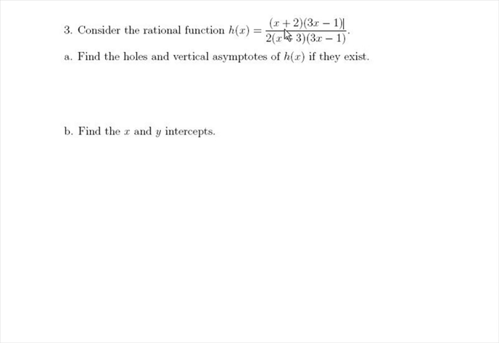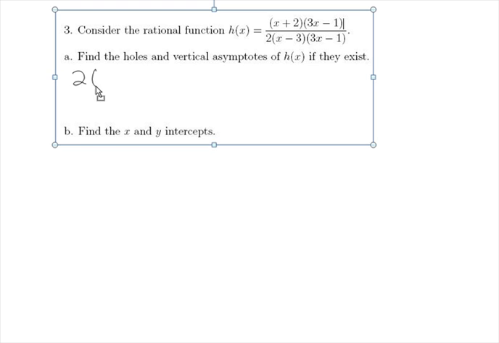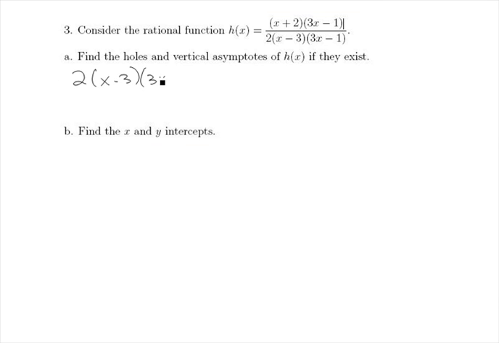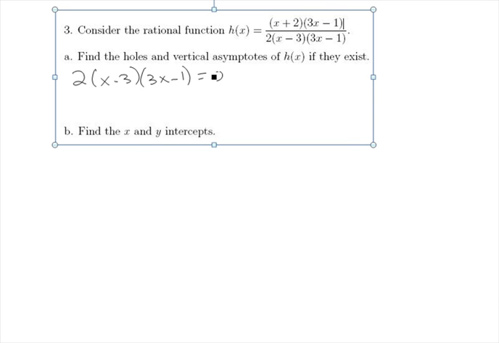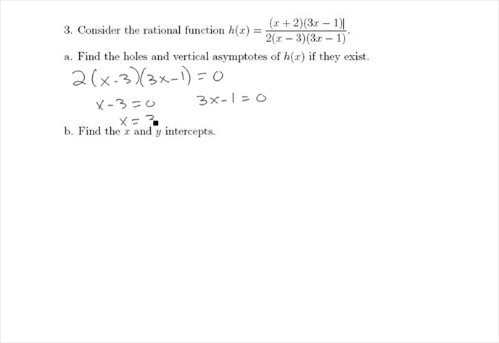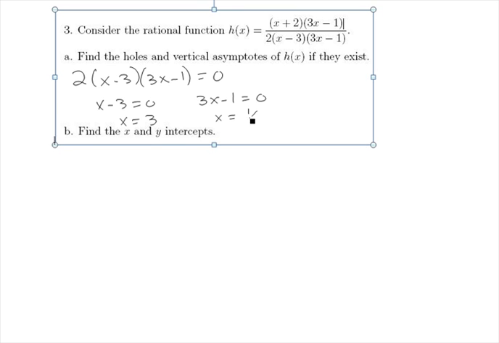So if you look at the denominator of this function, we have 2 times (x minus 3) times (3x minus 1), which equals 0 when x minus 3 equals 0, or when 3x minus 1 equals 0. So we get x equals 3, or x equals 1/3. Now the x equals 3 corresponds to a vertical asymptote.